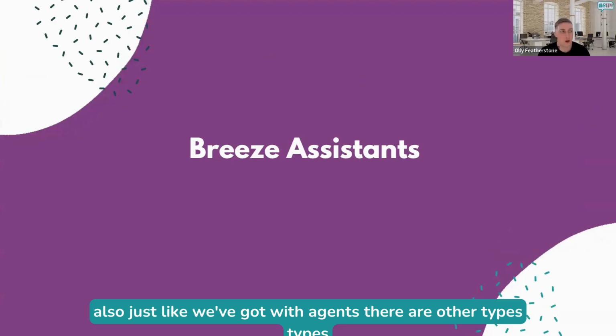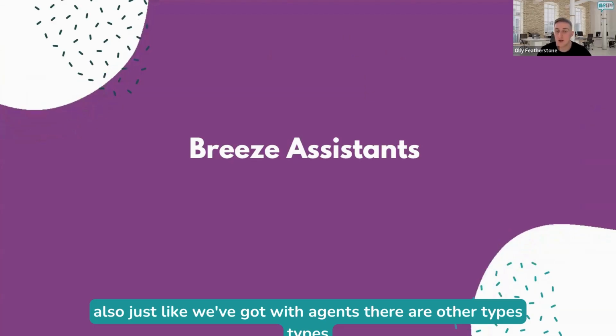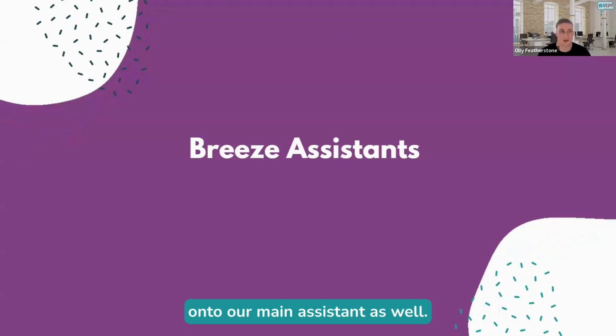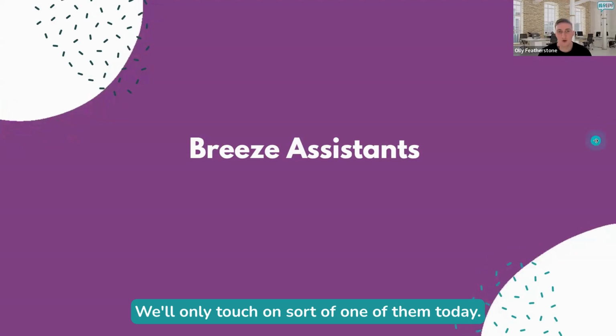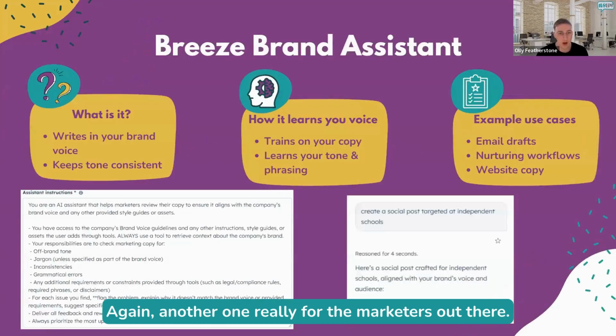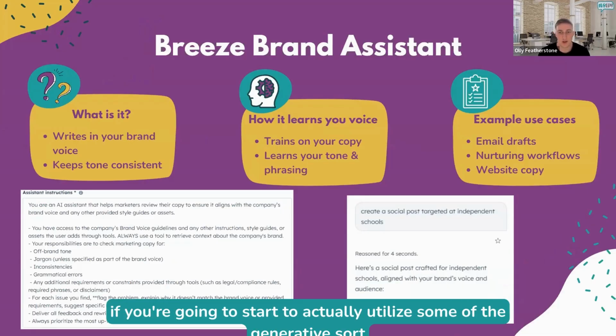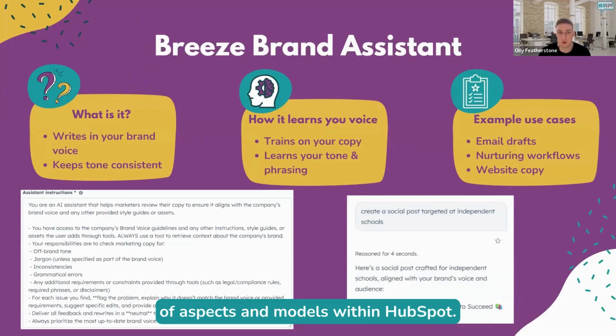But there are also, just like we've got with agents, other types of assistants that we can bolt onto our main assistant as well. We'll only touch on one of them today. Again, another one really for the marketers out there, but this is the Breeze Brand Assistant. And this is a really powerful one if you're going to start to actually utilize some of the generative aspects and models within HubSpot.